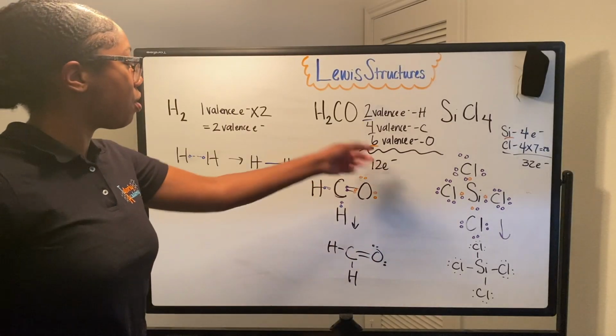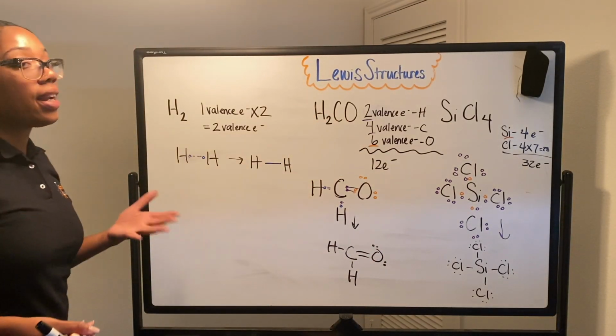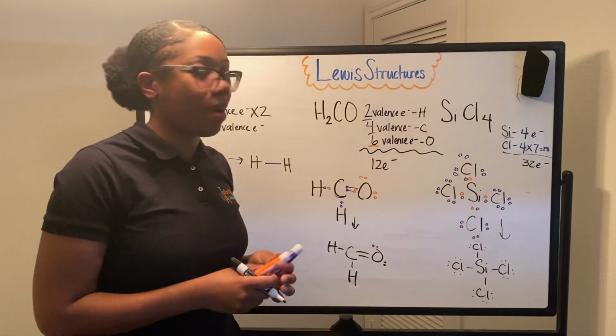Same as here, it adds up to 12. Same here, it adds up to 2. So that is how you draw the Lewis structures and how you go about doing them.